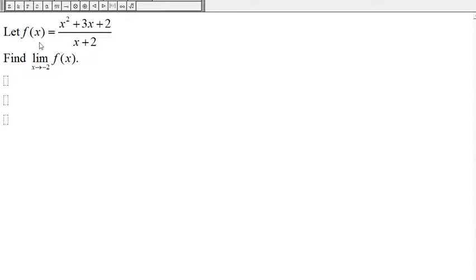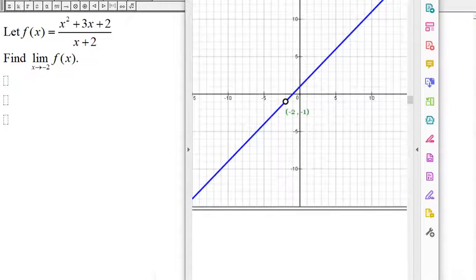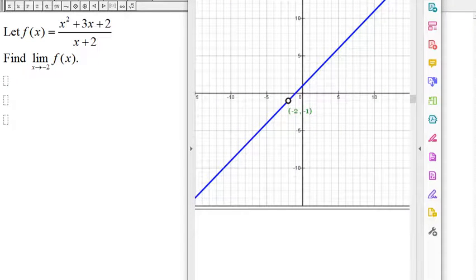Here we have the function f of x equal to x squared plus 3x plus 2, divided by x plus 2. And we want to find the limit of f of x as x approaches negative 2. So first, let's graph this function and see what it looks like. And the graph of this function, this is what it looks like. So we have a hole at negative 2, negative 1.